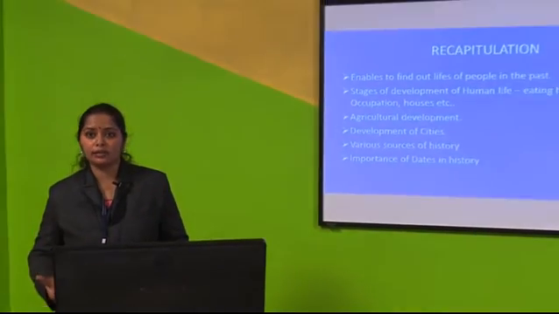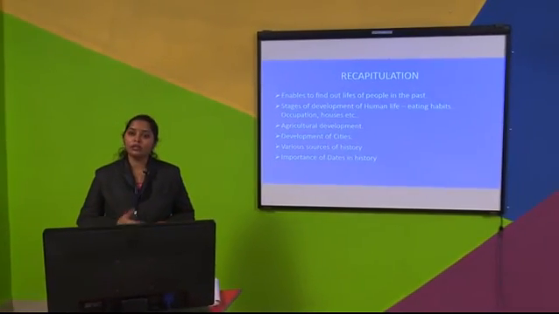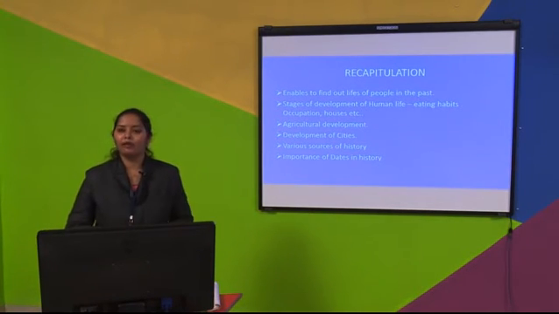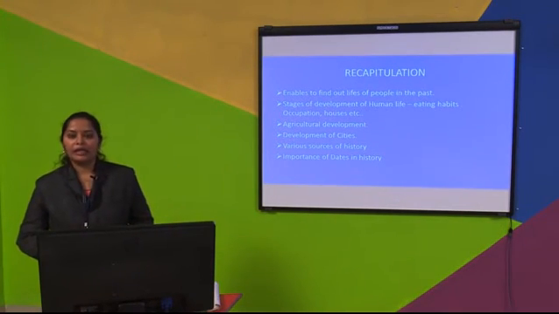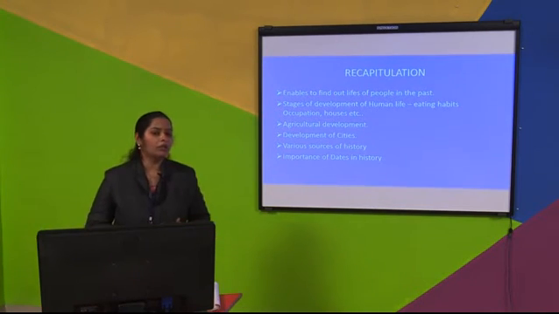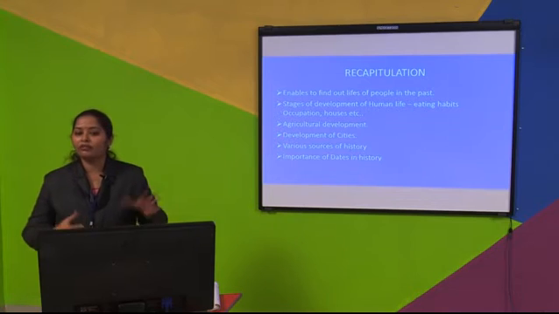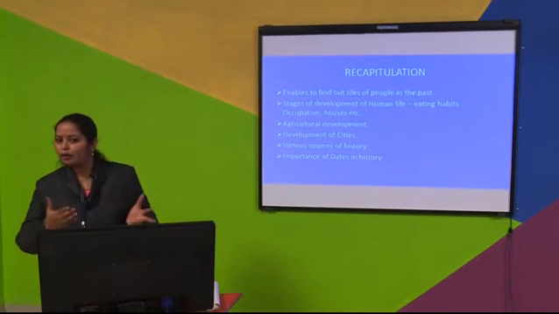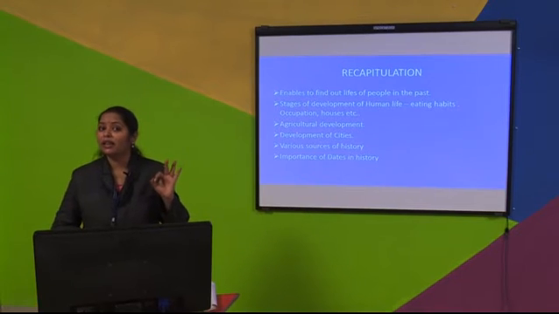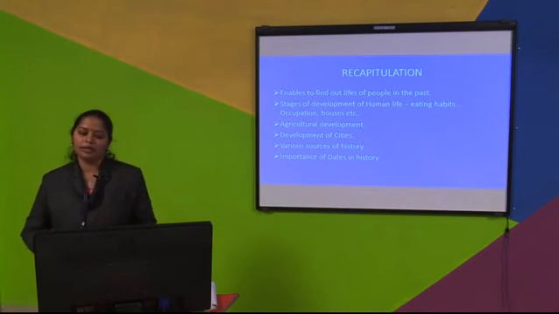Next, we have seen the development of cities, how some important cities evolved and came into existence, like the Harappan city, Mohenjo-Daro, and many cities, how they developed. And again we saw the various sources of history. Can you tell me what are the three sources of history that we have learned? Yes, they are manuscript, inscription, and last one, come on, tell. Yes, it is archaeological sites.